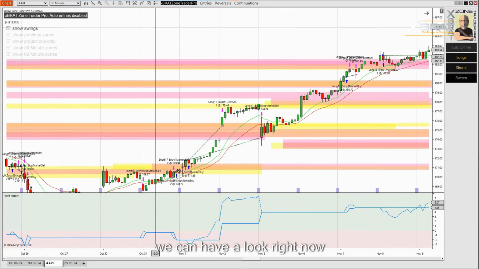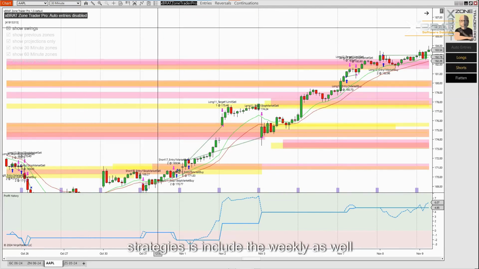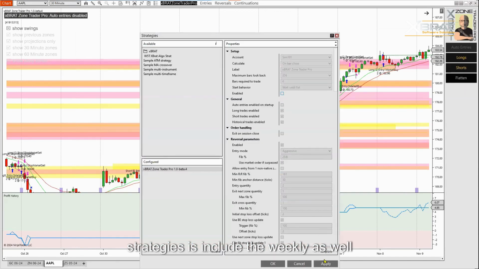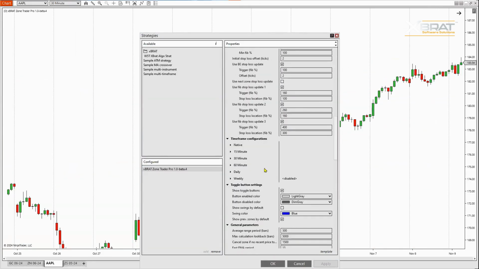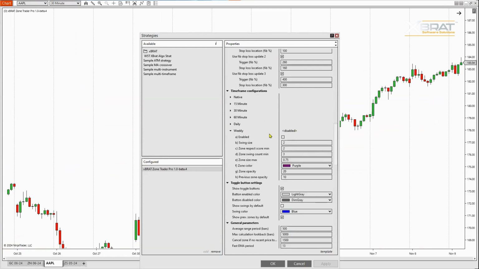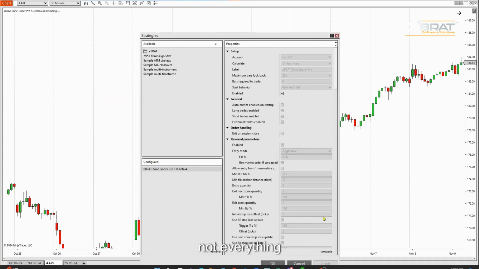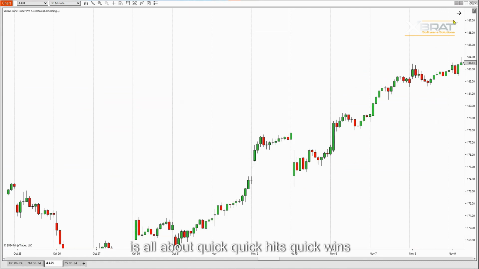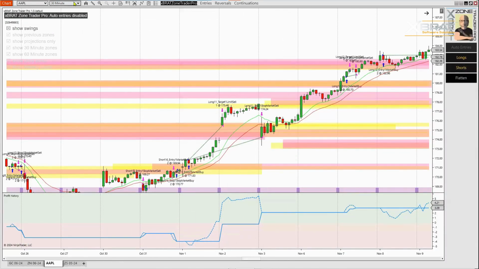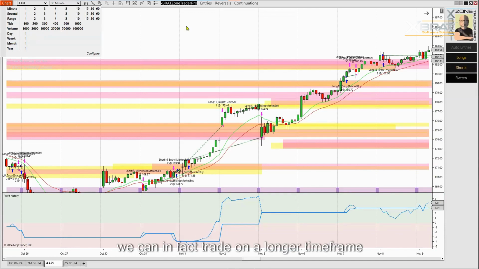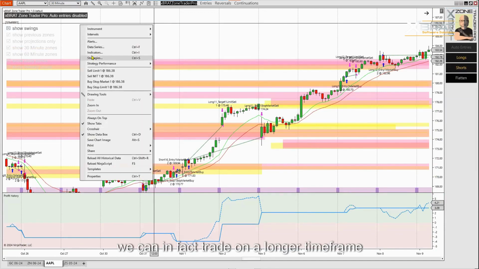We can have a look right now. One of the things I can do on the strategies is include the weekly as well. And again, part of this beta testing is to see if we can actually do long-term swing trading. Not everything is all about quick hits, quick wins with day trading. We need to be able to understand that we can, in fact, trade on a longer time frame with stocks in particular, and even futures if you've got the appetite for the risk.